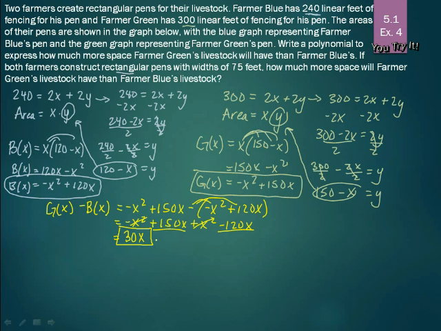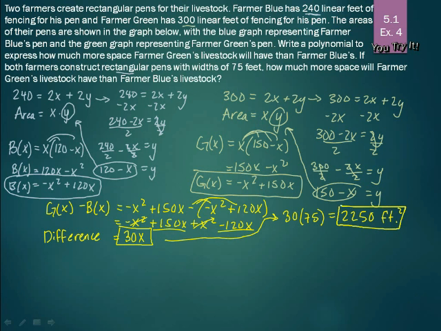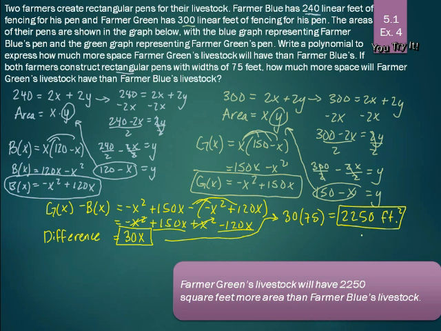Then it asks us if both farmers construct rectangular pens with widths of 75 feet, how much more space will Farmer Green's livestock have than Farmer Blue's livestock? We can take the equation we just found, 30x, which is the difference. 30 times 75 is 2,250 feet squared. That is the difference between the areas of their pens. So to summarize our answer, Farmer Green's livestock will have 2,250 square feet more area than Farmer Blue's livestock.